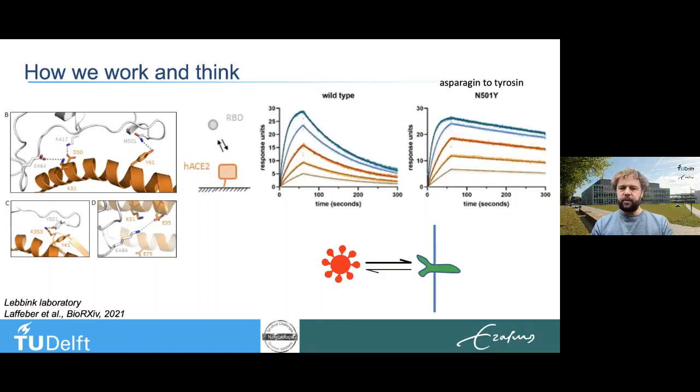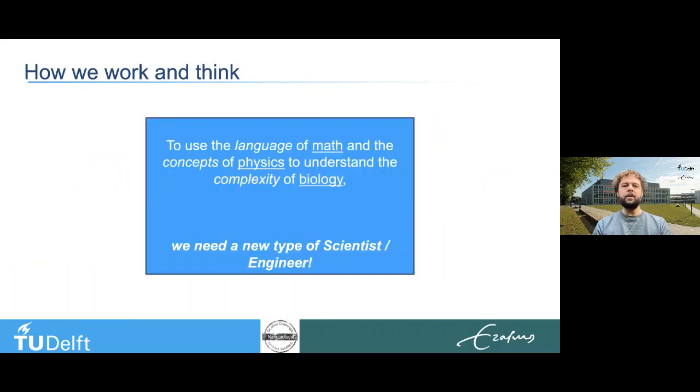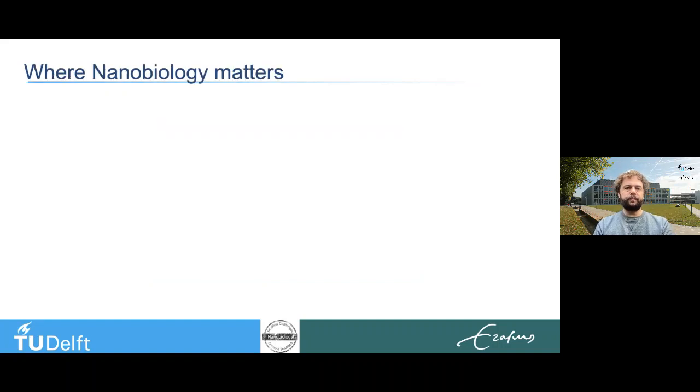And how we differ from other studies is that we can now also capture these kinds of data in mathematical models. With these models, we can predict how biology will react in other cases if we make other mutations, etc. So basically, we use the language of math and the concepts of physics to understand the complexity of biology. And for that, we really need a new type of scientist or engineer. And that is basically what nanobiology is all about.